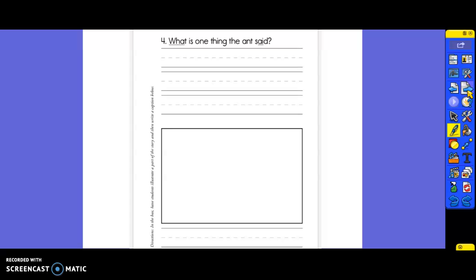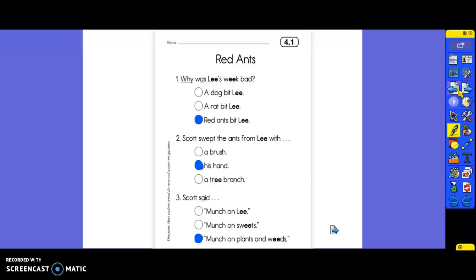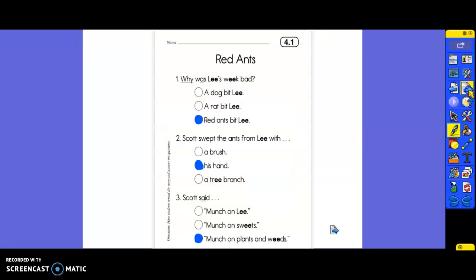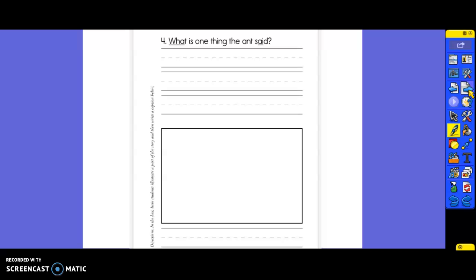What is one thing that ants said? Now they're asking you to think about what the ants said. Let's go back into our story. Oh, yes. Think about what those ants said. They felt bad, didn't they? We feel bad. We will not munch on Lee. We will munch on plants and weeds. So think about how you could answer this question. What would your complete sentence say? What could you write?